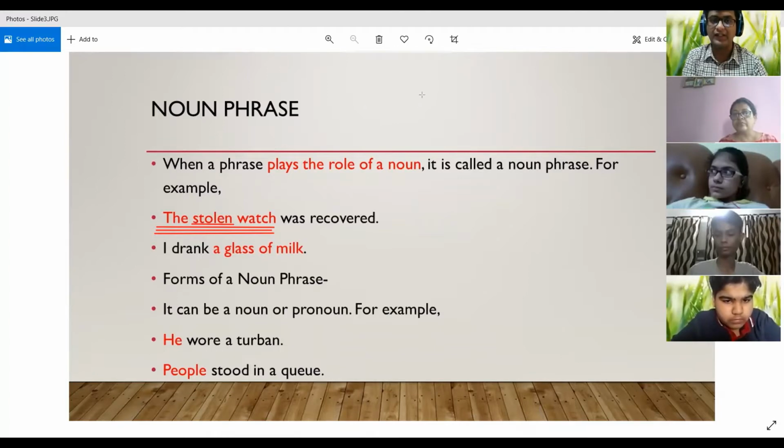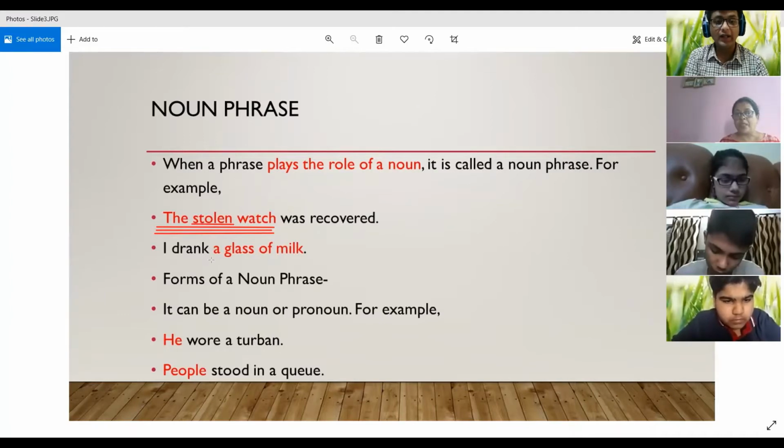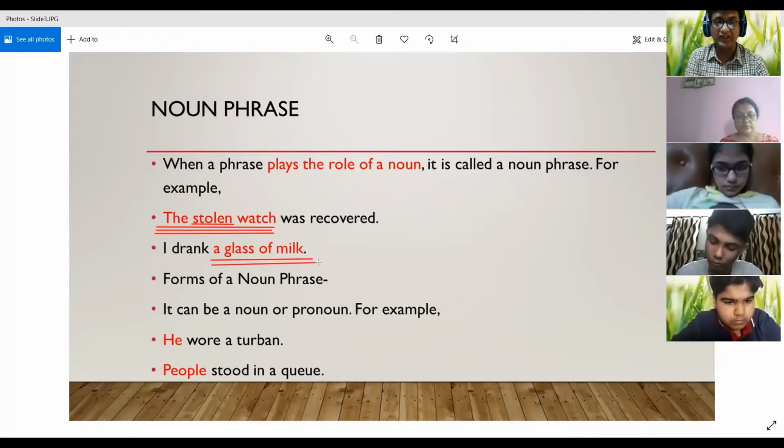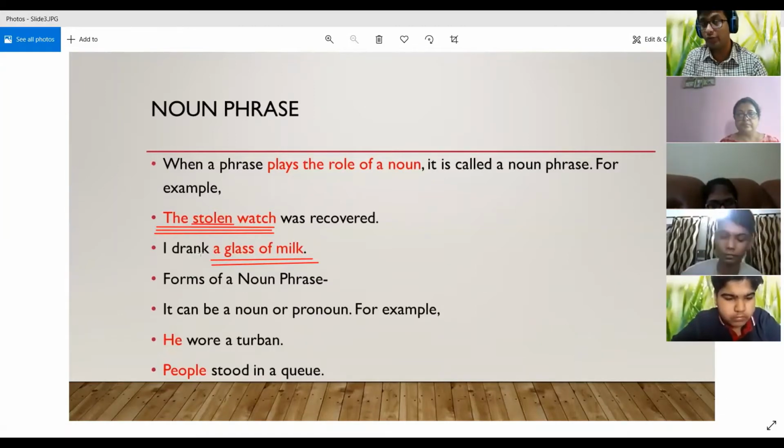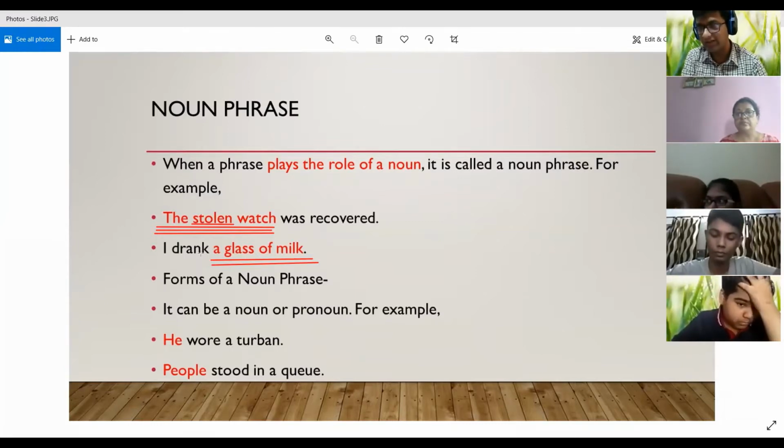So this noun phrase, the stolen watch, is acting as a noun in this sentence, right? Now let's see the second example. I drank a glass of milk. So now in this case also, glass is a noun, milk is also a noun. The question will be, what did you drink? So you are going to say, I drank a glass of milk. So a glass of milk in total will become a noun, right?